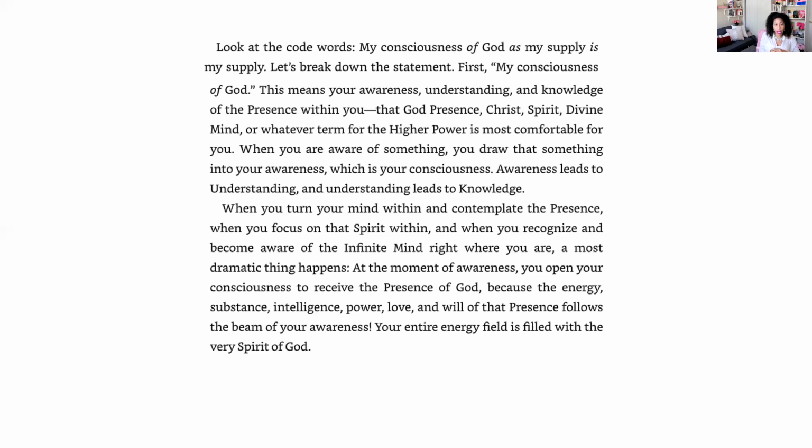When you turn your mind within and contemplate the present, when you focus on that spirit within, and when you recognize and become aware of the infinite mind right where you are, a most dramatic thing happens. At that moment of awareness, you open your consciousness to receive the presence of God, because the energy, substance, intelligence, power, love, and will of that presence follow the beam of your awareness. Your entire energy field is filled with the very spirit of God.